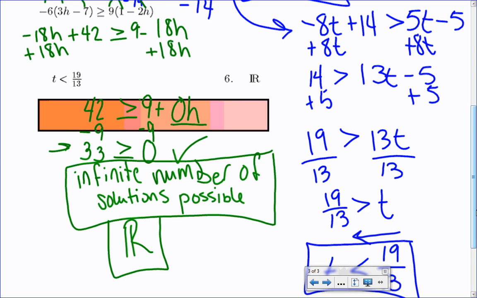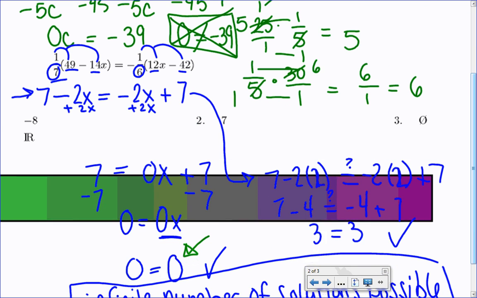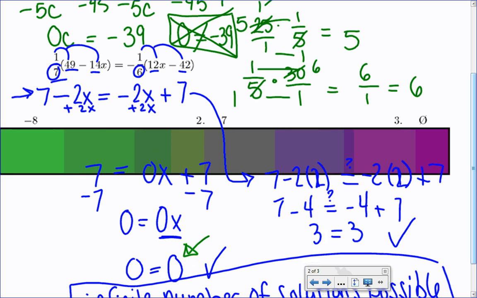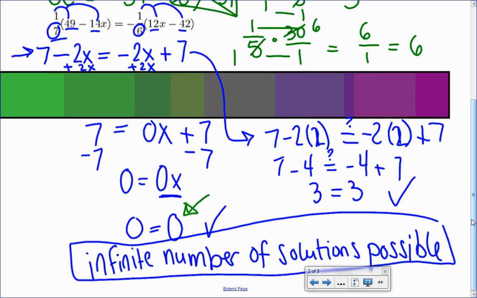Okay. So similarly, by the way, here. Yeah, all real numbers for this one is a much shorter way to write that. Okay. So you can write all real numbers or an infinite number of solutions possible. Okay, great. Thank you very much.